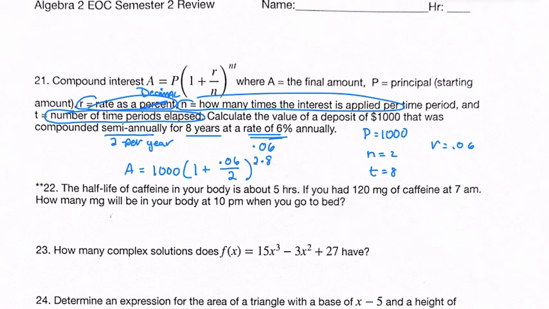So there's everything substituted in. You can just see here. There's my P, how much I started with. My rate, 0.06 as a decimal. My N, twice per year. And my T is 8 years. So there's the equation. So I'm just going to get my calculator and calculate it.